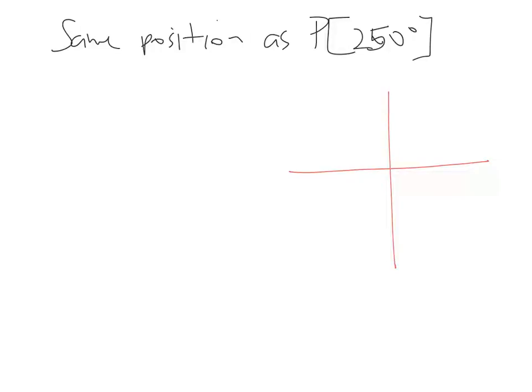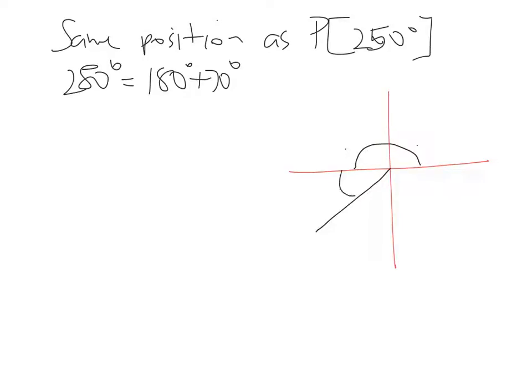Now, 250 degrees, we know is in the third quadrant, so it's somewhere out here. So basically, to make 250, that's equal to 180 plus 70. So we've gone around 180, and then we're doing an extra 70 degrees there.